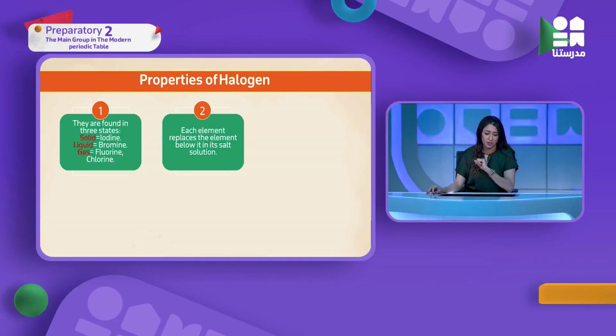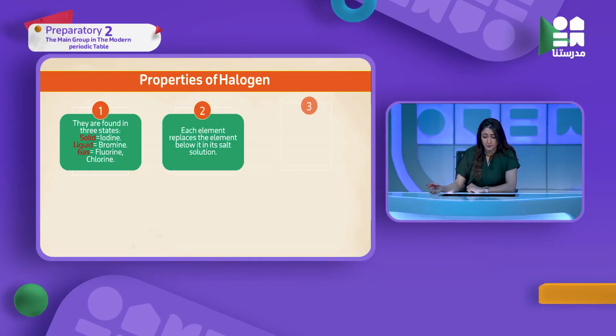طيب امتى بيحصل الريبليسمنت؟ When the element is found above the other element in group 7A, it is more powerful, it is more active, so it can replace it in a chemical reaction. لكن if نفترض ان element ده below it in group 7A, it cannot replace it. Why? Because it's less active and cannot replace it in a chemical reaction.